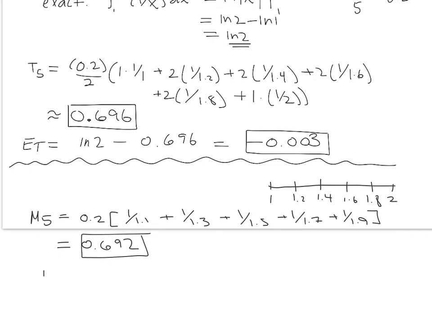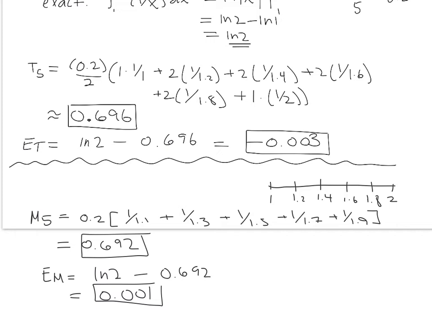And the error in that estimate, which is ln2 minus 0.692, is just 0.001. Notice it's less than half of the error of E sub t. Pretty cool.